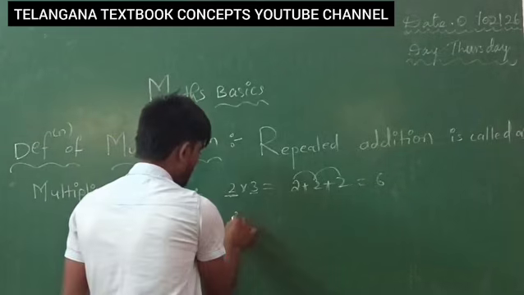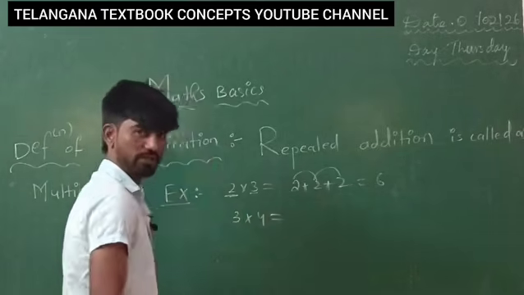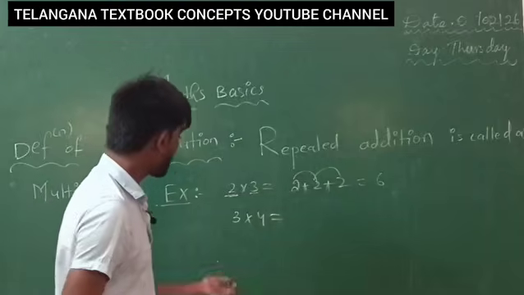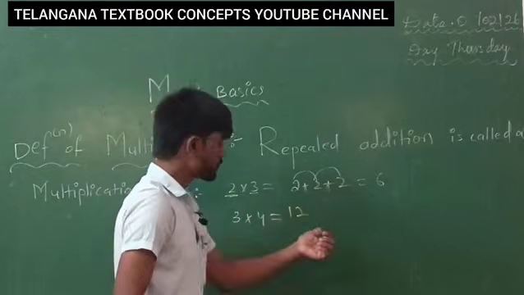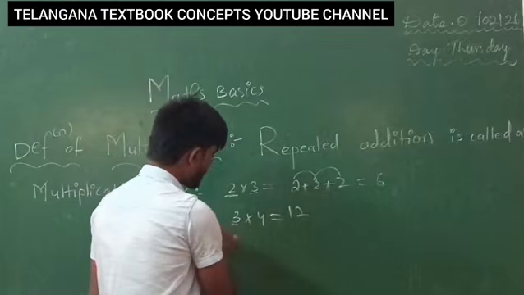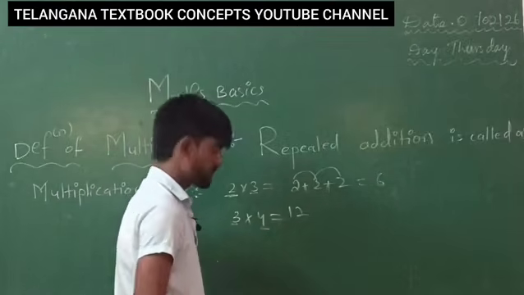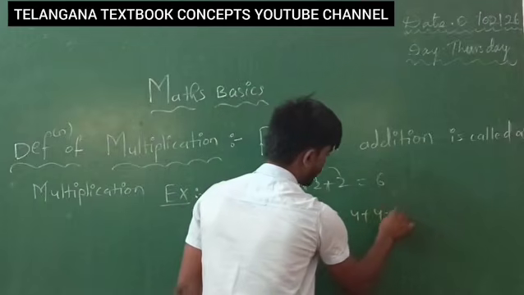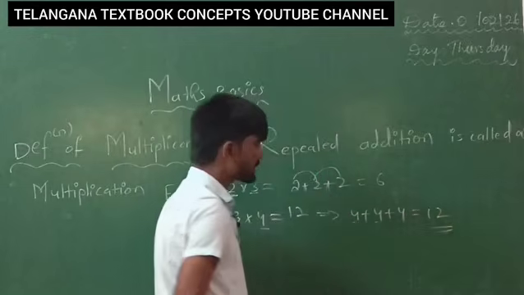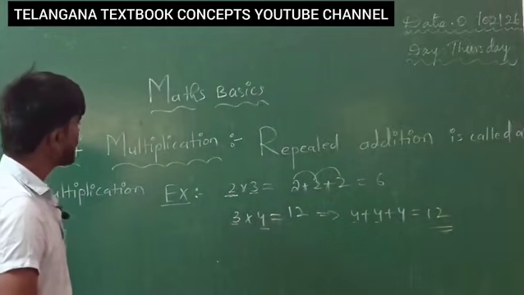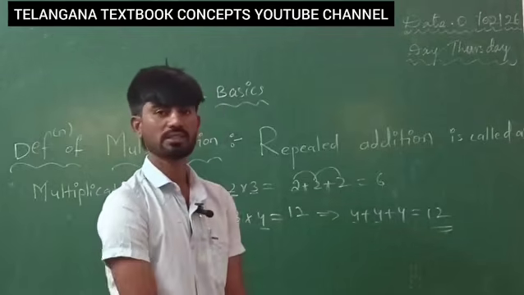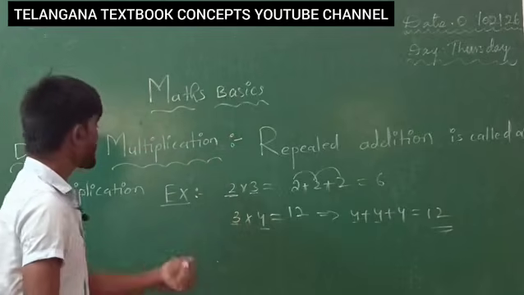Suppose I'm writing 3 fours is equal to how much? In the table we say it directly, by continuous adding. But how does 12 come, that 3 fours are 12? The question arises, what is your answer? Here 4 is added how many times? 3 times. Here 4 plus 4 plus 4 is equal to 12. 4 plus 4 is 8, 8 plus 4 is 12. That's why the answer is 12. So my intention is that multiplication is nothing but repeated addition. Repeated addition is called multiplication.